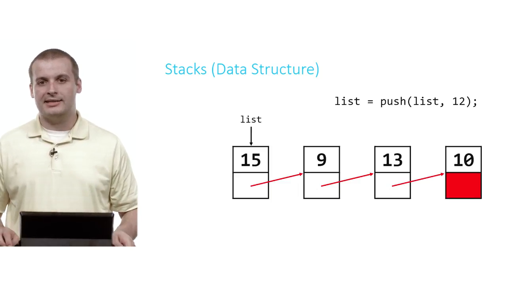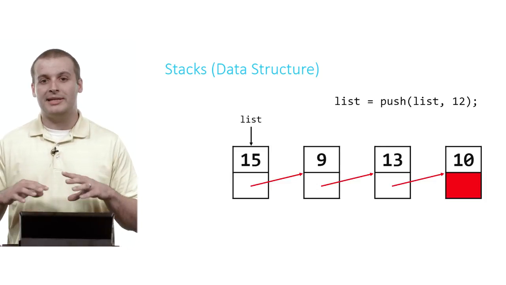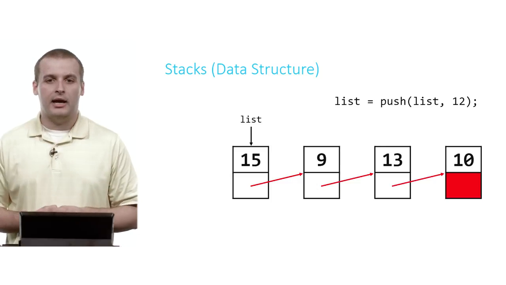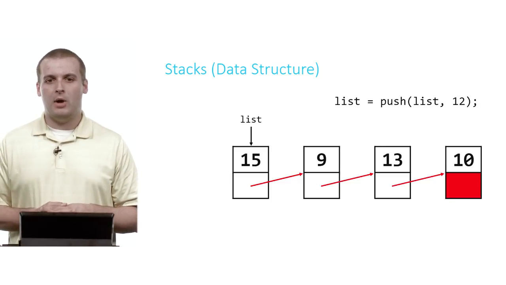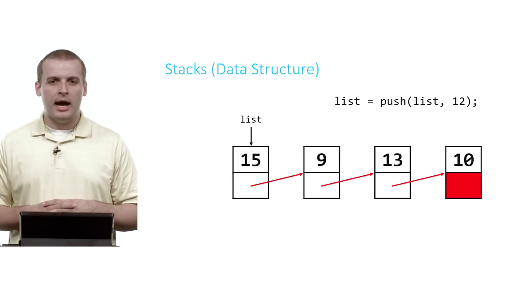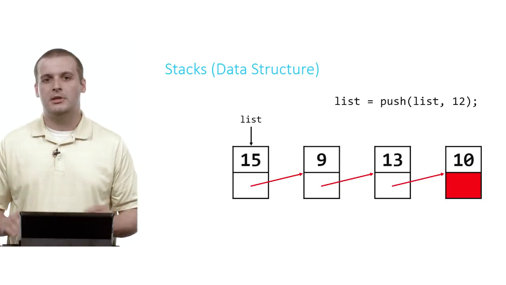And let's take a look at it as a diagram. So here's our linked list. It currently contains 4 elements. And more appropriately, here's our stack containing 4 elements. And let's say we now want to push a new item onto this stack. And we want to push a new item whose data value is 12. Well, what are we going to do?